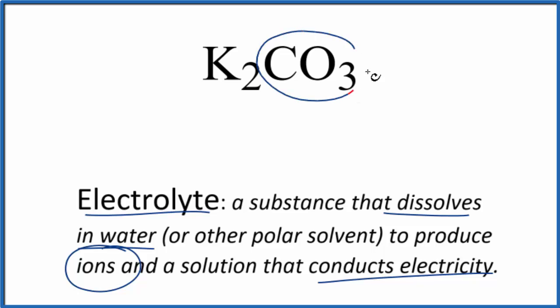Compounds with the carbonate ion, in general, are not soluble. They won't dissolve unless they're bonded to something like potassium or sodium. So because it's bonded to the potassium here, this is going to be a soluble compound. It'll break apart into its ions.